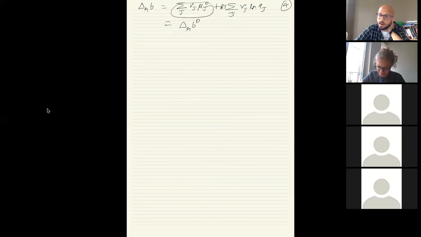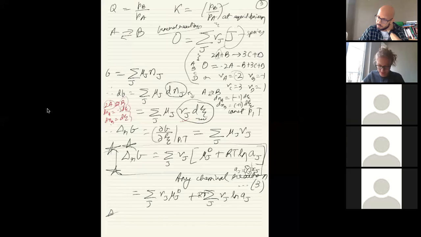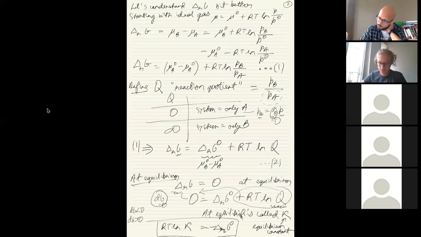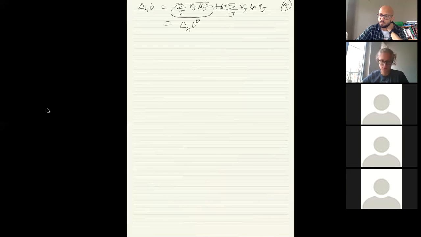So this is delta R G naught, just like we did for our A-B reaction. We had mu B minus mu A, and we wrote it as delta R G naught. Now instead of mu B minus mu A, we have summation of nu J mu J naught. If you get confused, go and look at the A-B reaction to make sense of how this happened, and you will see directly how it happened. So this is defined as delta R G naught.